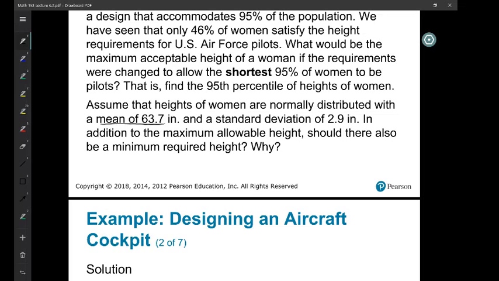So the question also asks, should there be a minimum required height? Possibly so, in order to reach the controls, because they can't re-engineer the aircraft until they make a new generation of aircraft. And then if they make the cockpit too small, then that precludes taller women and taller men from being in there. So they have to find the right balance.